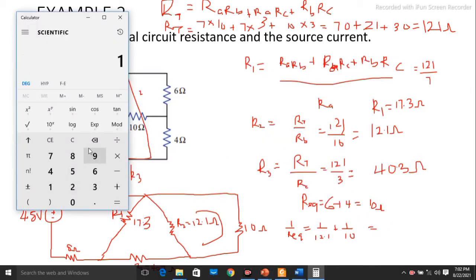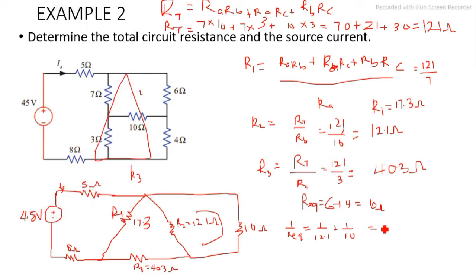1 divided by 12.1, that's 0.083. 0.083 plus 1 divided by 10 is 0.1. So if we add that together, that means 1 over R equivalent will be equal to 0.183. So if you take the reciprocal of this, that means your R equivalent will be equal to what?